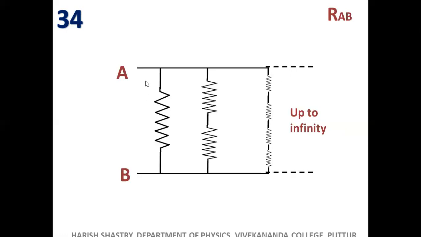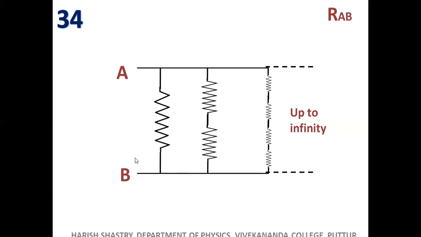But what about each chain? It is parallel. This is parallel to this. This is parallel to this. So what is the equivalent resistance? 1 by Rp is equal to 1 by R plus 1 by 2R plus 1 by 4R plus 1 by 8R. Do you agree that? So shall we write that equation now?